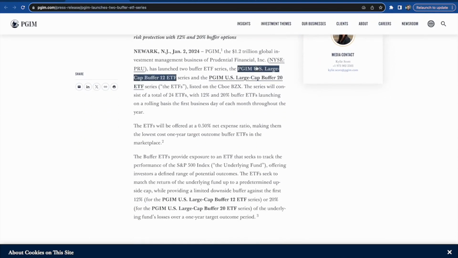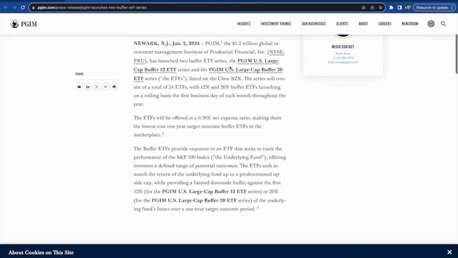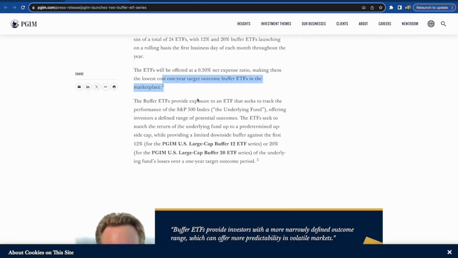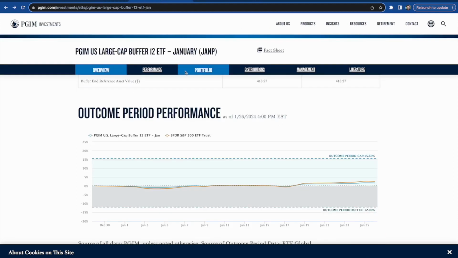Prudential, a $1.2 trillion global investment management firm, has launched 2 buffer ETF series: US Large Cap Buffer 12 ETF and Buffer 20 ETF. The ETFs will be offered at a 0.5% net expense ratio, making them the lowest cost 1-year target outcome buffer ETFs in the marketplace.